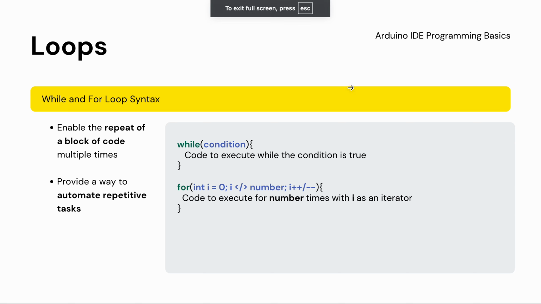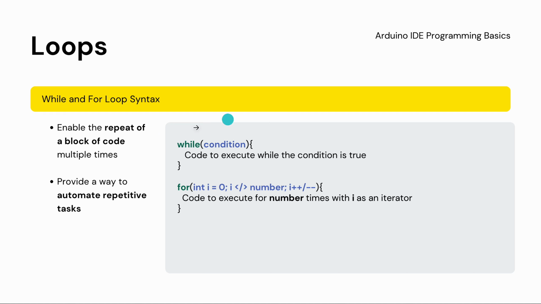Loops. So while and for loop syntax, loops are super helpful. They're useful when you have blocks of code that are repeating one after another. It can be really annoying to repeat those same blocks of code over and over again. So that's where loops come in handy. There's two types of loops that we'll be using, while loops and for loops.